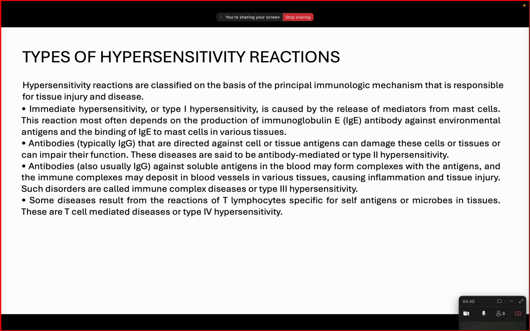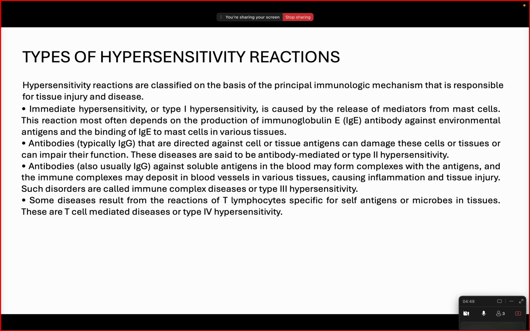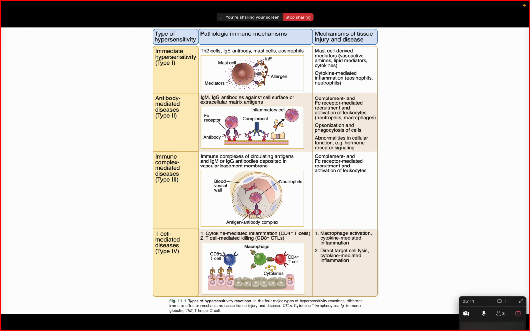Okay, then, I guess we have discussed this. Yes, we have discussed this, so we're going to go a little bit faster in this. So there are basically 4 different types of hypersensitivities, that is immediate hypersensitivity, antibody mediated or type 2 hypersensitivity, type 3 hypersensitivity and type 4 hypersensitivity.